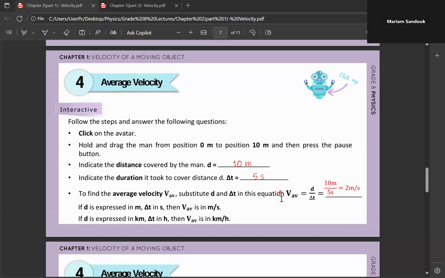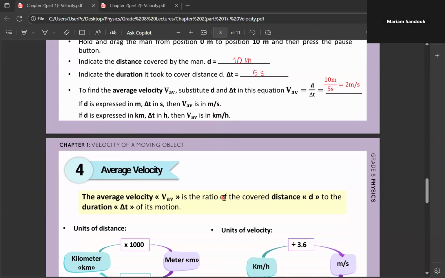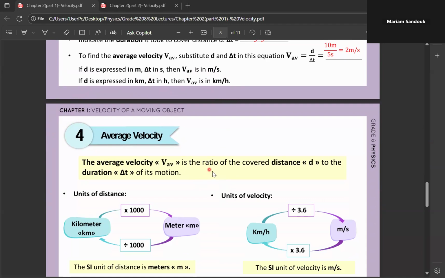To obtain the average speed, we say V average equals distance over delta time. What's the distance? It's 10 meters. What's the time? The delta time, which is the duration, is 5 seconds. So we obtain 2 meters per second. If the distance is expressed in meters and delta t in seconds, then the V average will be in meters per second. If d is expressed in kilometers and delta time, or the duration, in hours, then V average will be in kilometers per hour. So what's the average velocity or the average speed? It's the ratio of the covered distance to the duration of its motion, not the instant, the duration.